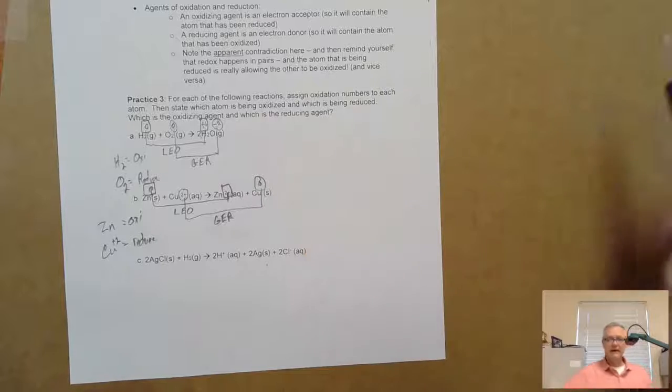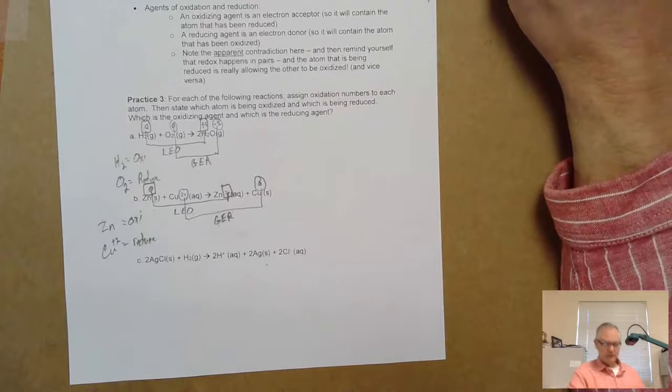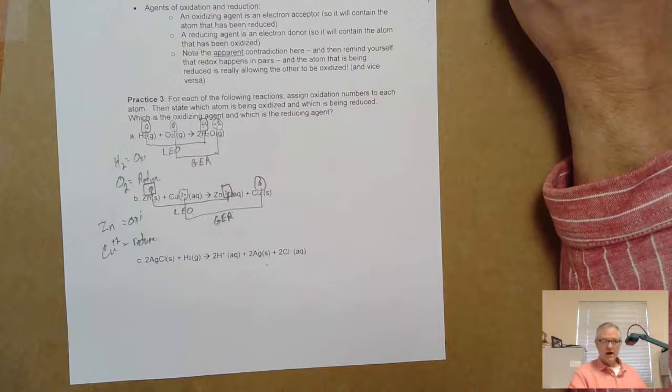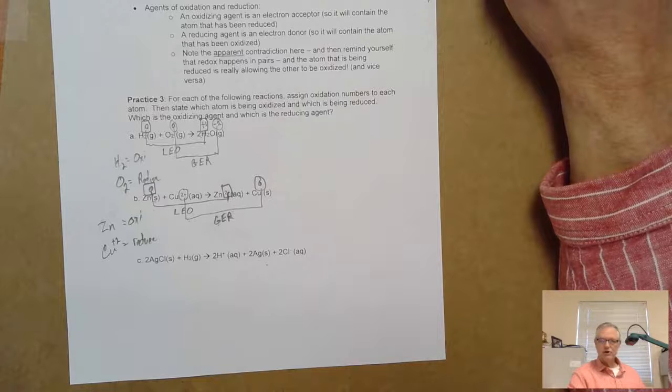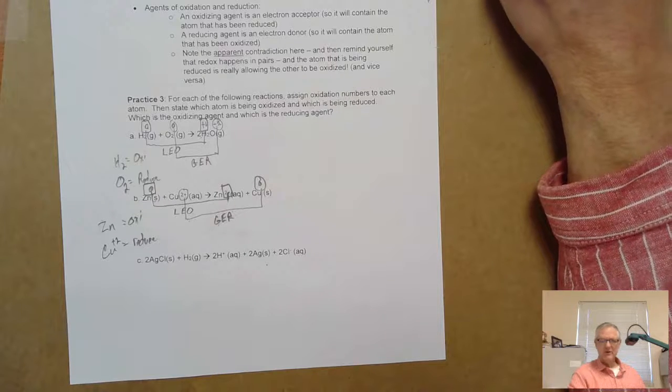All right, with that being said, what I'd like for you to do at this time is to go ahead and do the very first C and see if you can assign the oxidation numbers, determine who is being oxidized, who is being reduced. All right, thank you.